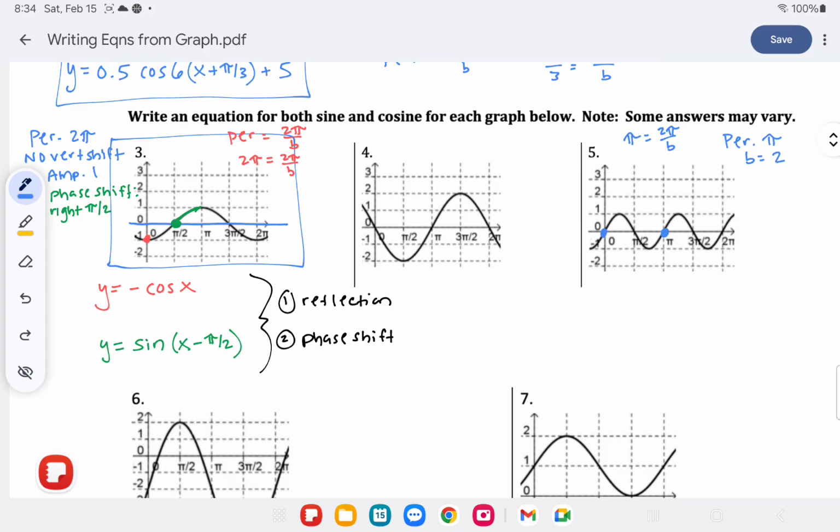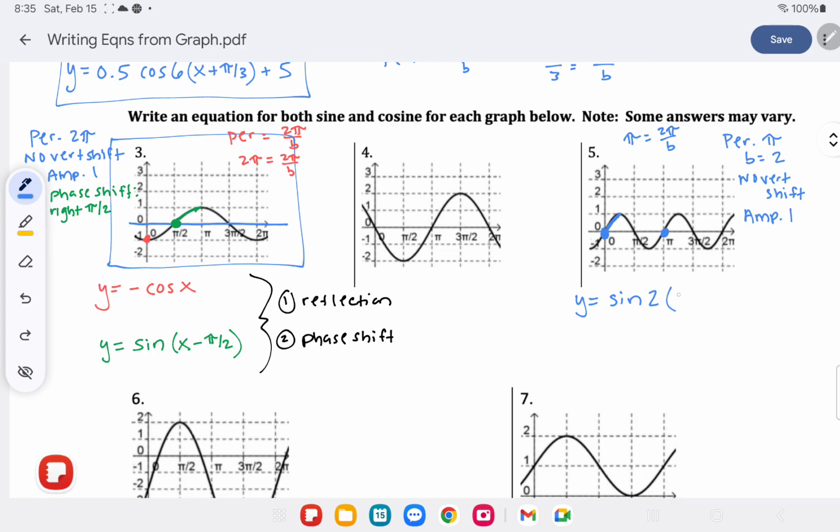Our midline is still the x-axis, so there's no vertical shift. Our amplitude is 1 again, because from the midline, we're going either up 1 or down 1. And the function that's going to be a little bit easier to start with is sine, because this does go through the origin. So if I write this as a sine function, we're starting at the origin and we're going up, so that's positive sine. Our amplitude is 1, so positive sine. Our b is 2.